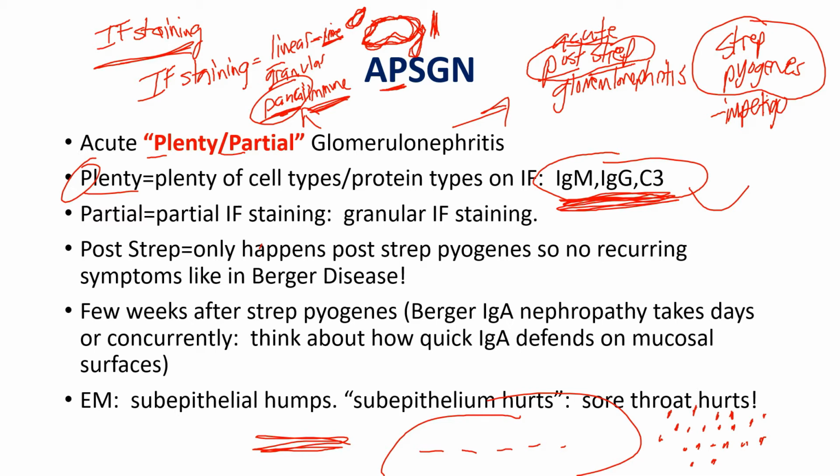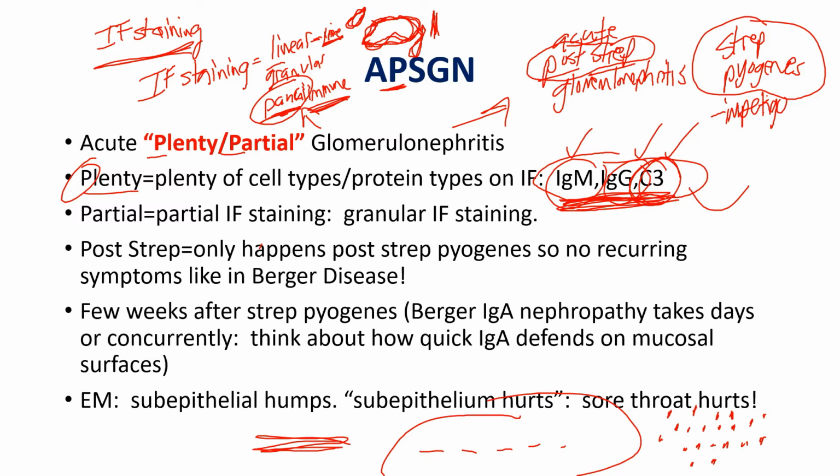Acute Plenty strep glomerulonephritis. Plenty tells you there are plentiful cell types, we could say that, and protein types. When you think of plentiful, you think of all of them. So what is all of them? IgM, IgG, C3. C3, remember, is the particular type of complement protein. So it has IgM, IgG, and C3.